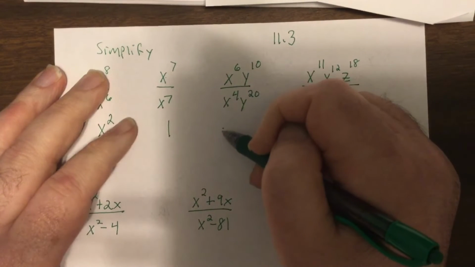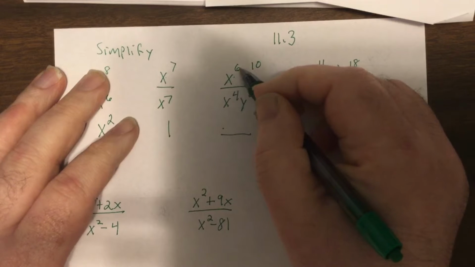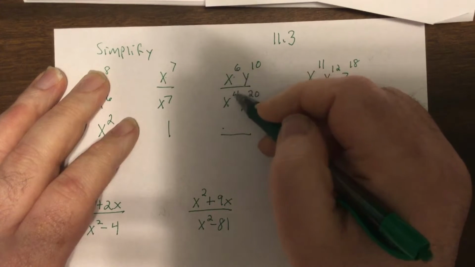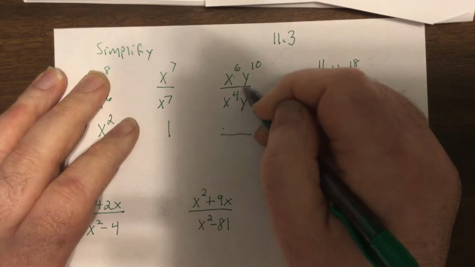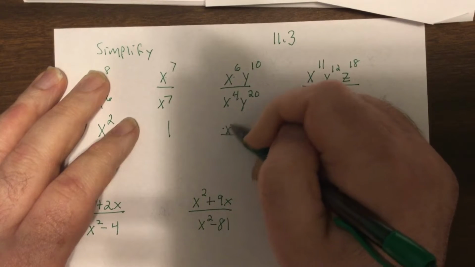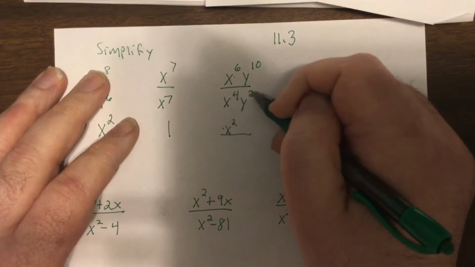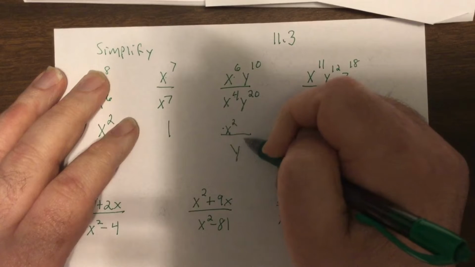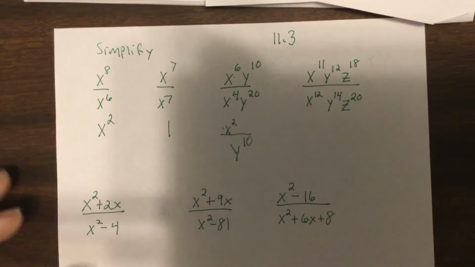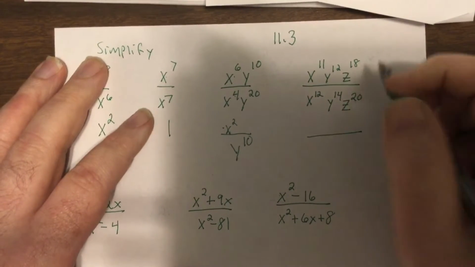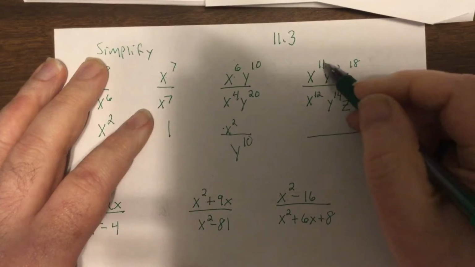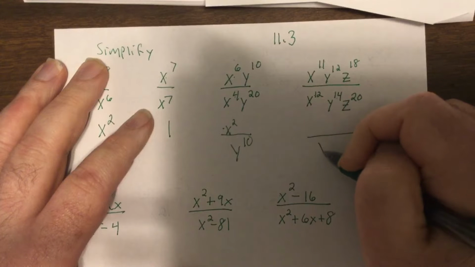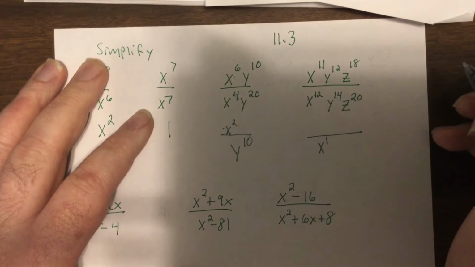So this one, x to the 6th divided by x to the 4th. When you divide two things with the same base, you subtract the powers and put it where the larger power was. So this would be x squared. Here's 20 y's, here's 10 y's, so you take out 10 of the y's. The larger one's on the bottom, so it stays there. This one, 12 minus 11 is 1, so it'd be x to the first, or x.